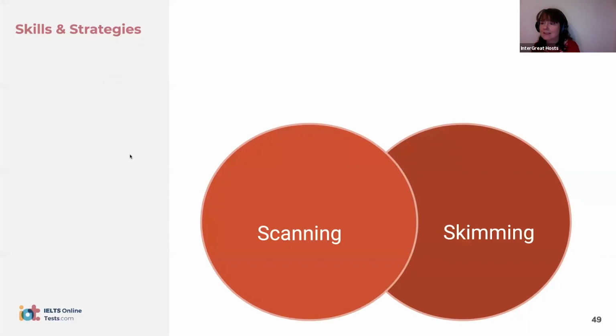Then we have scanning. So what is scanning? Okay, Lila, yeah, very good, okay. So in scanning, and Shirley, we're looking for keywords.